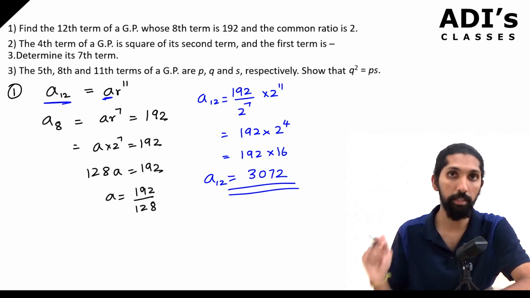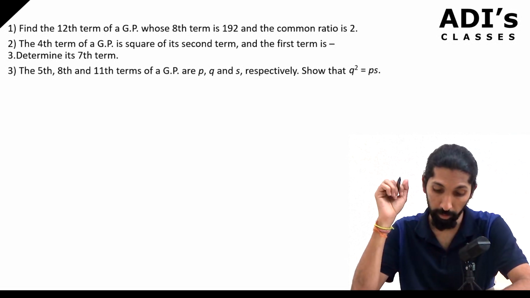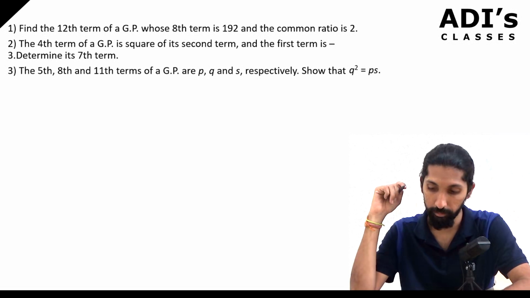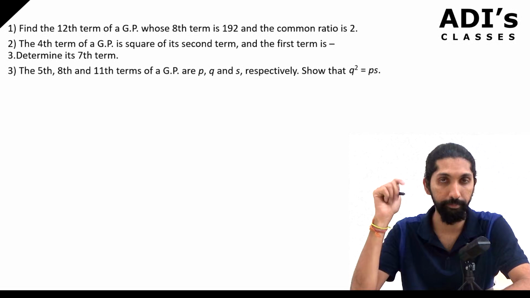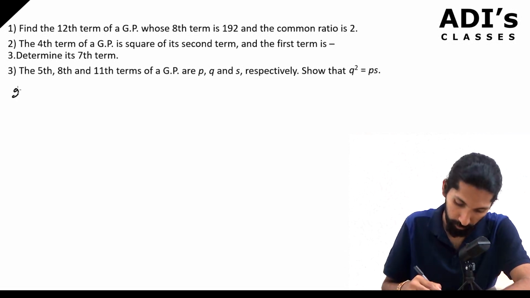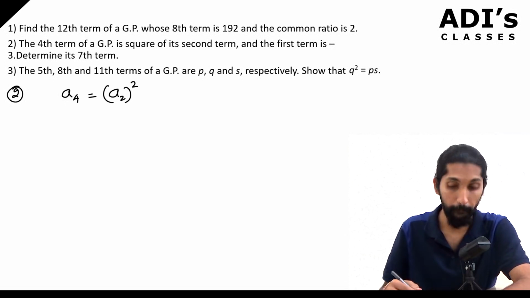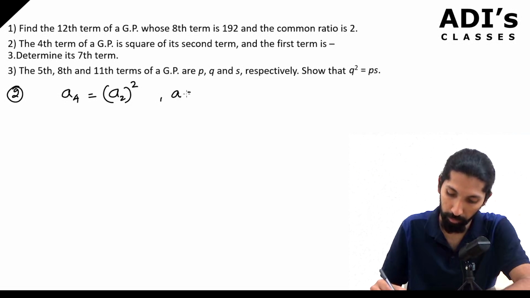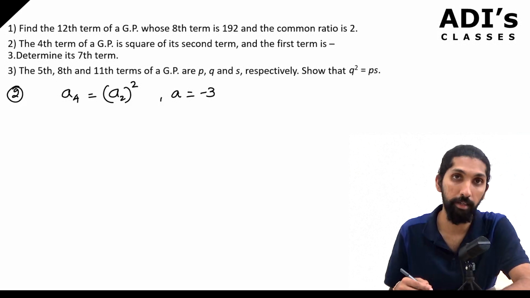Okay, let's do the second one. See the second one. The 4th term of the GP is the square of its second term, and the first term is minus 3. Determine the 7th term. So here A4 is A2 whole square, correct? And A is equal to minus 3. Basically, we need the value of R, right?